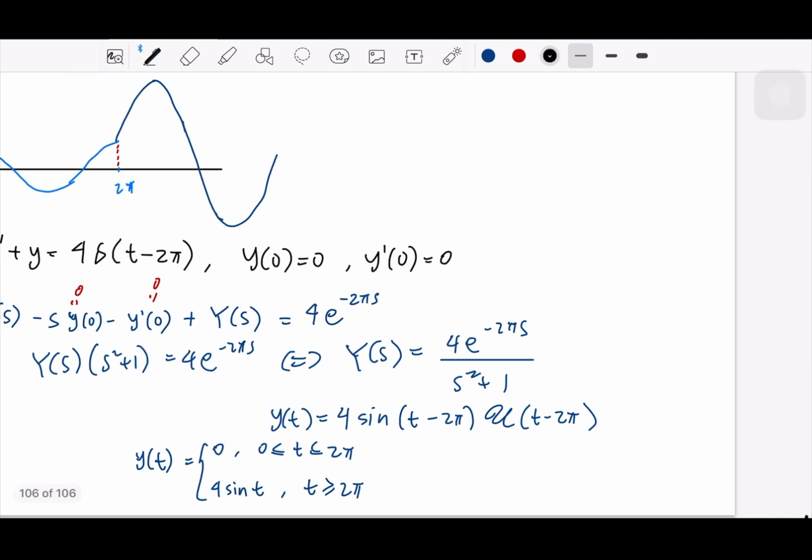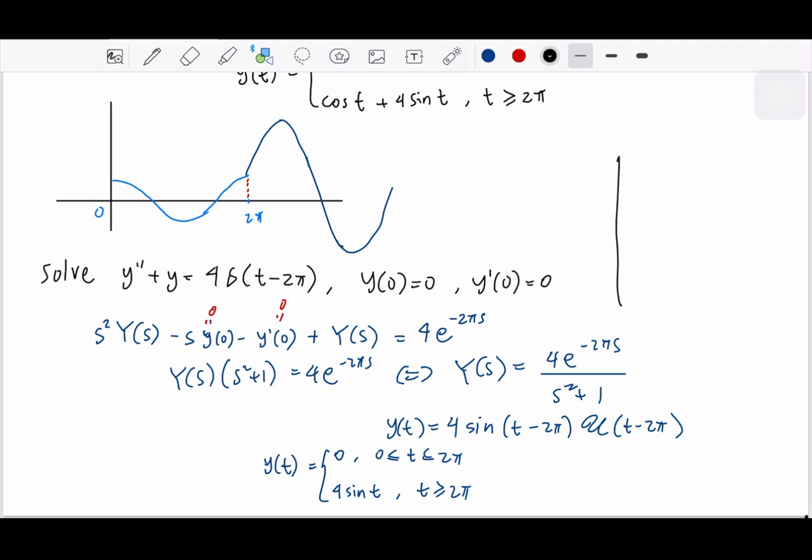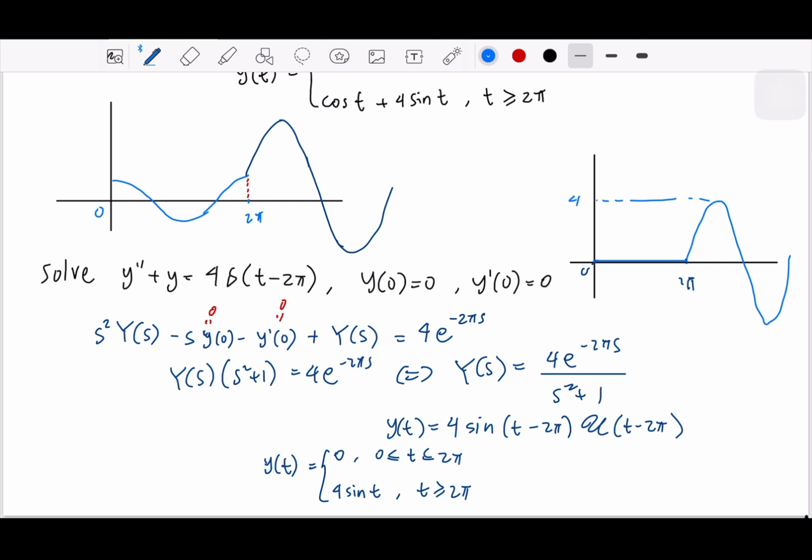So now it's a little bit different. Now the graph becomes, from 0 to, let's say 2 pi is here, it's going to be 0. And then from this 2 pi, we're going to see 4 sine t. So it's no motion for this one, and from 2 pi it gets the harmonic. While in the first one, it's already a harmonic, but then added with an additional value.